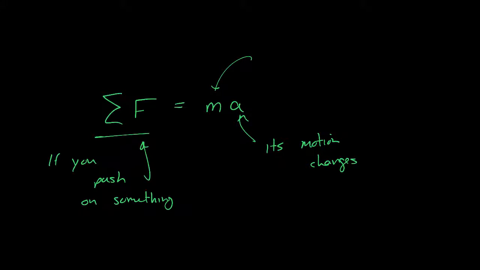M represents how effective you'll be. This is inertia. Objects with less inertia, you can be more effective at changing their motion. Objects with more inertia, it's harder to change their motion. That was Newton's second law regarding moving an object from one place to another.